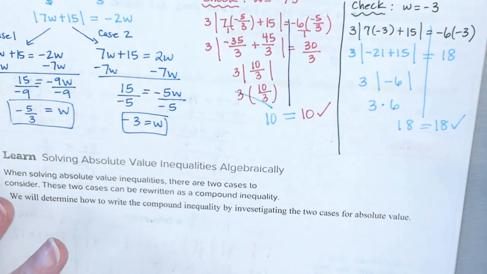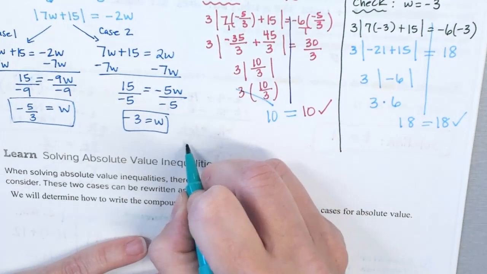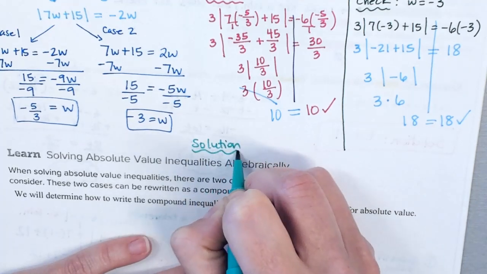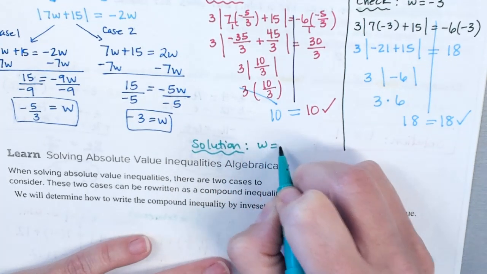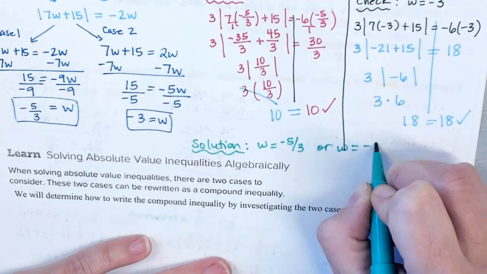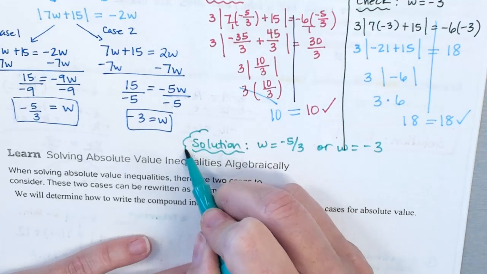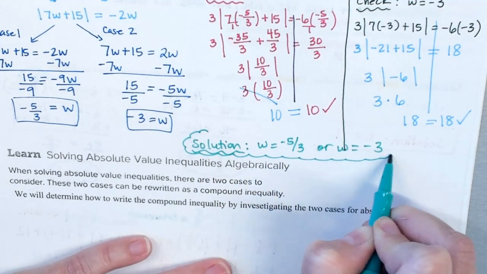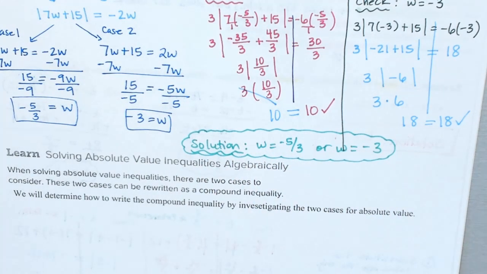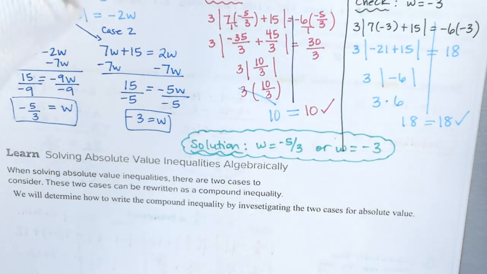Okay, so if they're both equal, when you're writing your solution, you're going to connect them with an OR. So your solution would be that W equals negative 5/3 or W equals negative 3. The reason why it's an OR is those can't happen at the same time. It can't be negative 5/3 and negative 3. Okay, they both satisfy that equation. So they are both possibilities there.